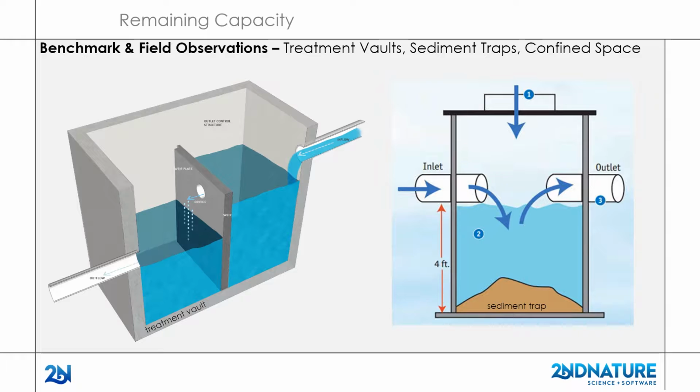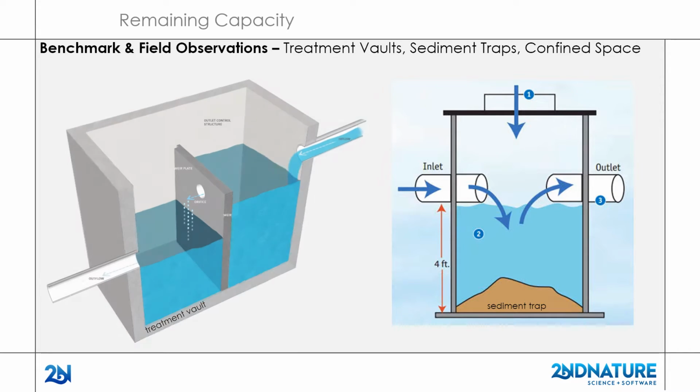Before field observations can be made, benchmark values must be established for the remaining capacity. These values must be made when the structural BMP is known to be free of debris, usually following installation or recent maintenance. A benchmark value is measured in the same way as a field observation. Please follow the appropriate steps for your structural BMP type.